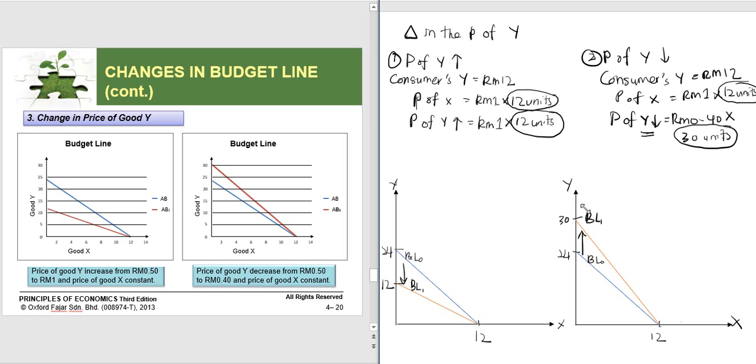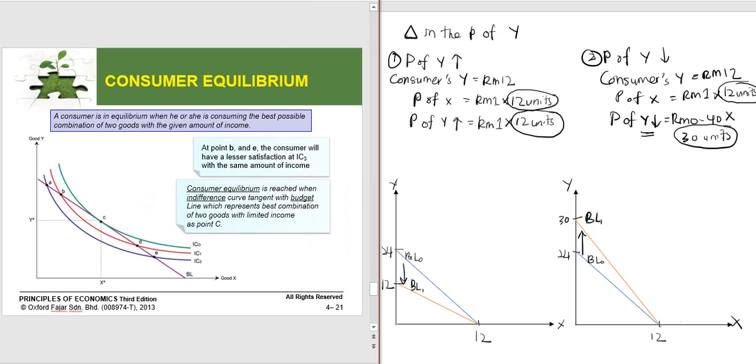Okay, so that is the movement of the budget line, either downward or upward, based on the change in the price of good Y. Now when we combine the budget line and the indifference curve that we have learned just now, what we will get is consumer equilibrium.